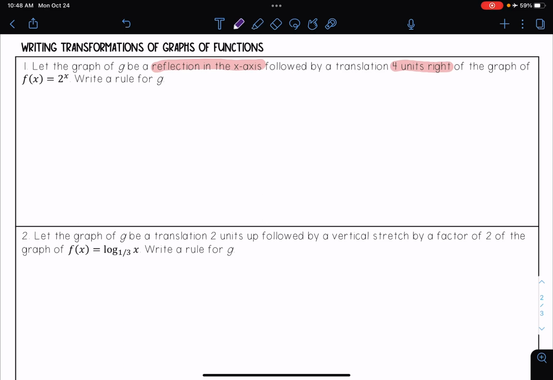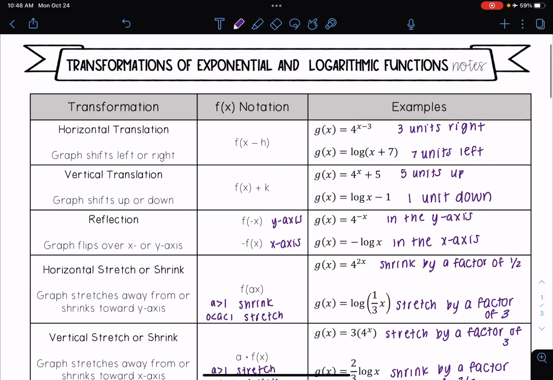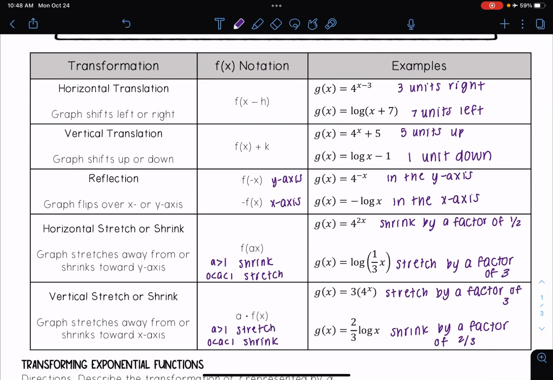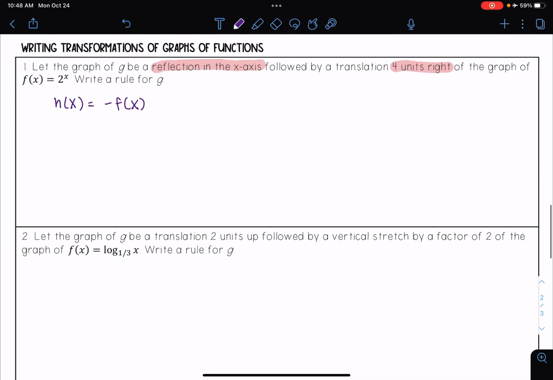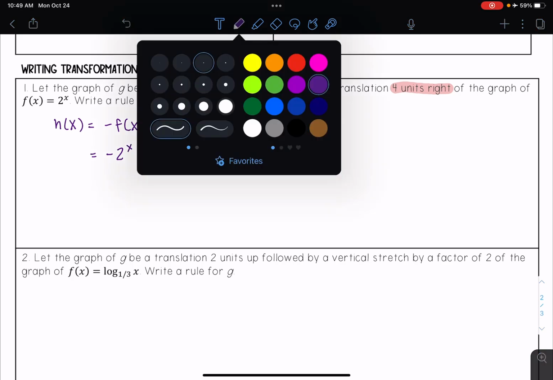So I'm going to do this in two parts. I'm going to write a rule for that first transformation and then finish it out with that second one. So that first one is a reflection in the x-axis. So that means that h of x is going to equal negative f of x. And if you need to recall what that reflection in the x-axis is in function notation, you can look back at this chart. And so I see reflection in the x-axis is negative f of x. So when I do that, I get that h of x is just equal to negative 2 to the x.